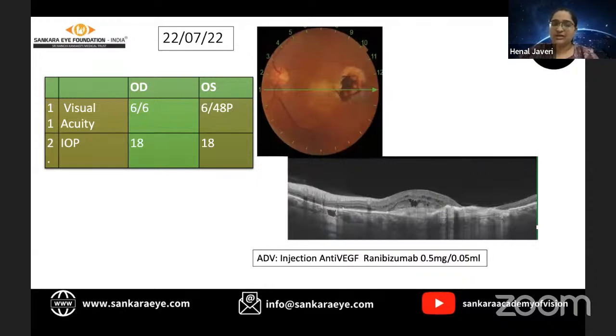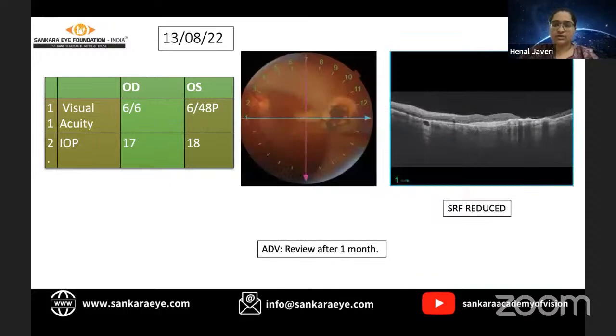A month later, again, we noticed activity. There was intraretinal fluid noted and the vision was 6/48 partial. Injection was advised at that visit, and at the next follow-up, we noticed that there was good response to the injection. SRF had reduced while the vision was maintained at 6/48 partial. Patient was asked to review back a month later.